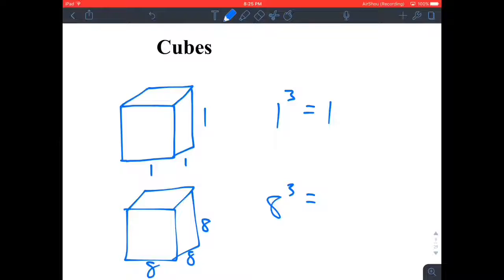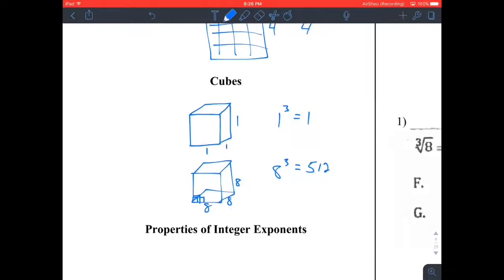Put that in my calculator. It's 512. Probably should know that. I don't. That means if this is 8 by 8 by 8, that across the bottom here we could fit 8 cubes. All the way across the bottom we could fit 64. It's 8 times 8. And then we can stack them 8 high. That would give us 512.